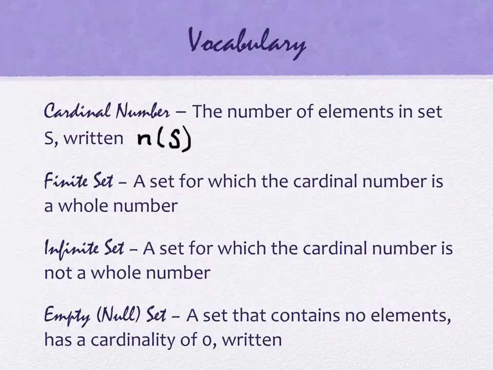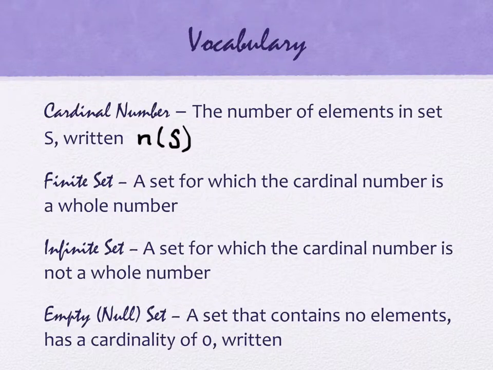Okay, finite set. A finite set is a set for which the cardinal number is a whole number. In other words, you have the ability to count them. It might be a really, really large number, 10,000, 2 million, 322 trillion, I don't know, but it has a number that you can associate with it. That's finite.